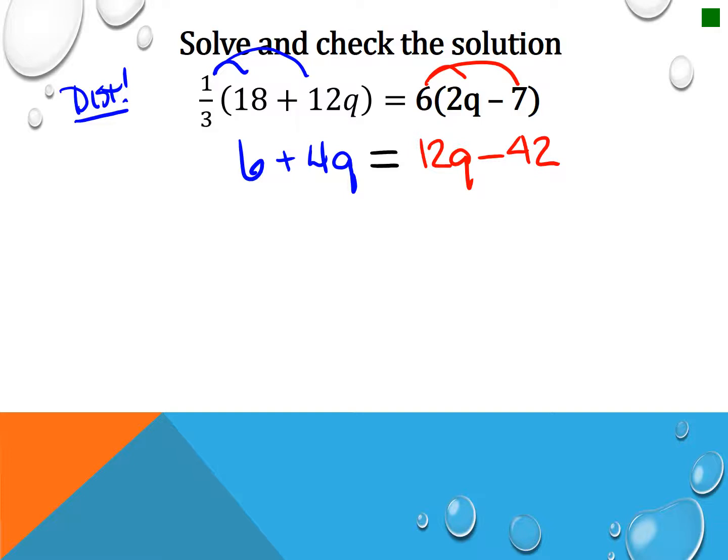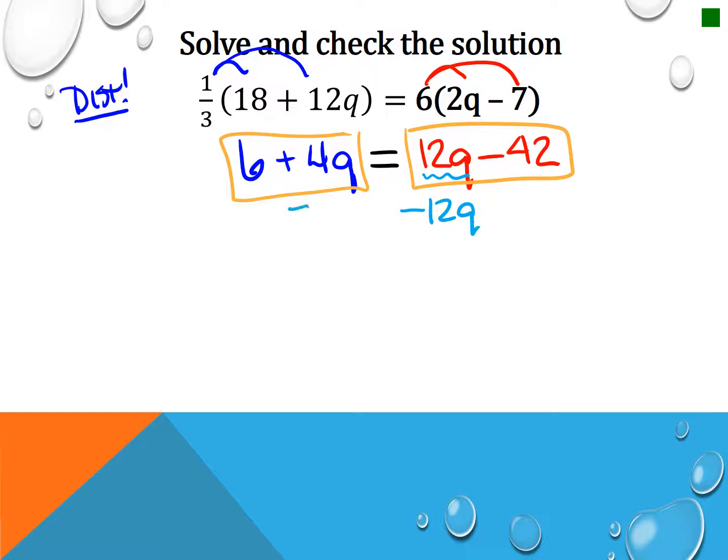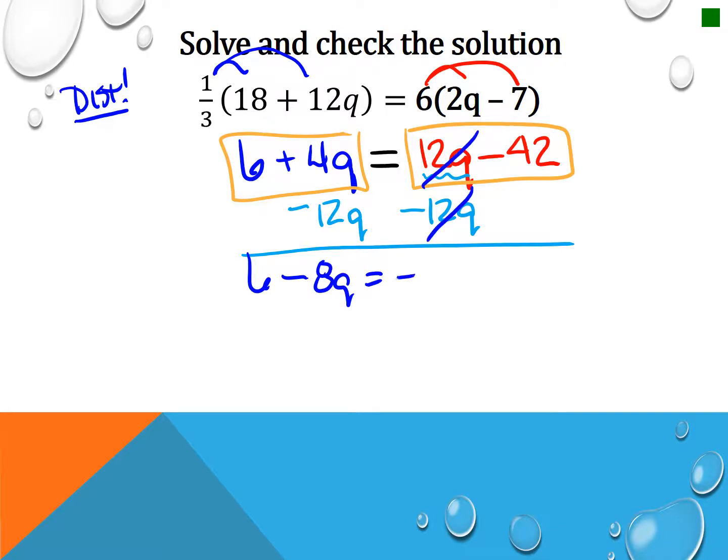Look at that, now it looks like a regular old variable on both sides. So if I look at each one, no more cleaning up, no more cleaning up. So I'm going to take this 12Q right here and move it to the other side by subtracting 12Q. I got 6. 4 minus 12 is negative 8. Those are my Q's. The 12Q's cancel, equals negative 42.